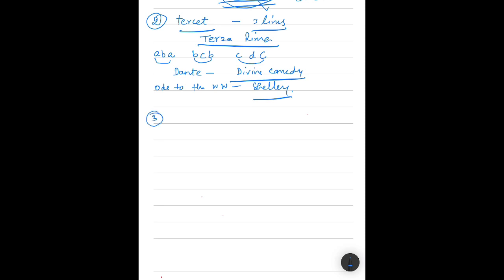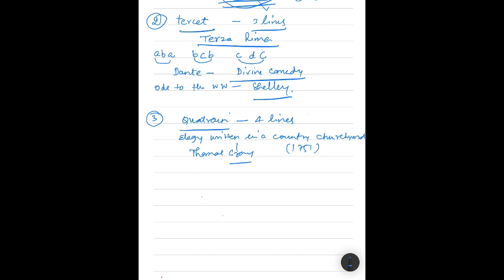Third, very popular, quatrain, stanza of 4 lines. So 2 lines couplet, 3 lines tercet, 4 lines quatrain. A very famous poem which I would like to tell you here, and you must have read this poem: Elegy Written in a Country Churchyard by Thomas Gray. This is a poem written in quatrains. And you'll find out actually the quatrains are used by the poets very often.